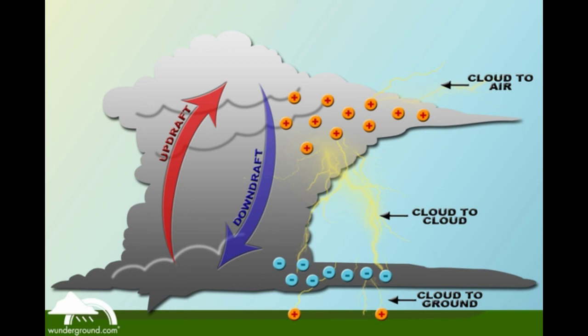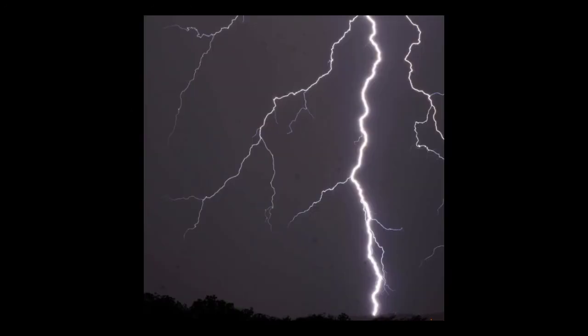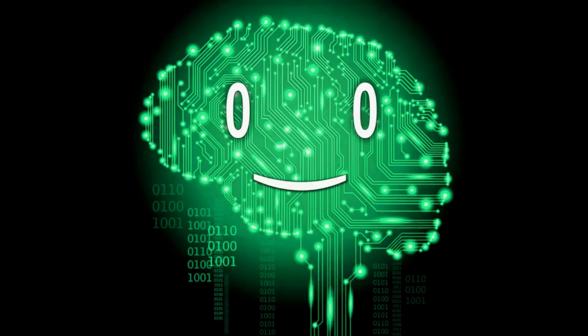The plus charges in the cloud are at the top while the minus ones are at the bottom. When the charge at the bottom gets strong enough, the cloud lets out energy. The energy will go through the air to a place where the electrical charge is the opposite. This lightning bolt of energy that is let out is called a leader stroke, and it can go from the cloud to the ground or from a cloud to another cloud.